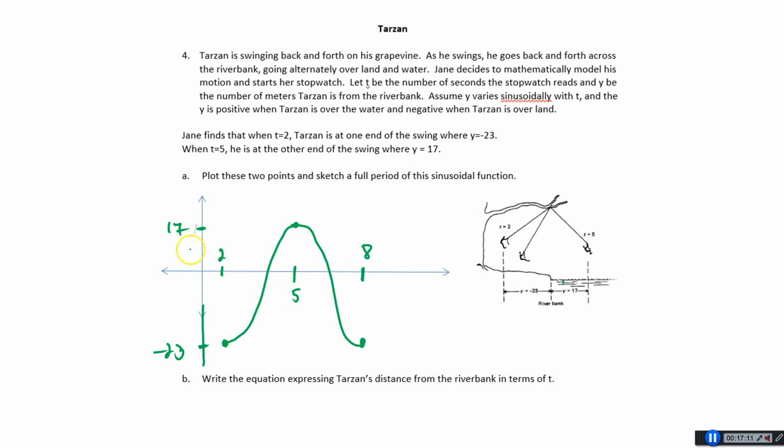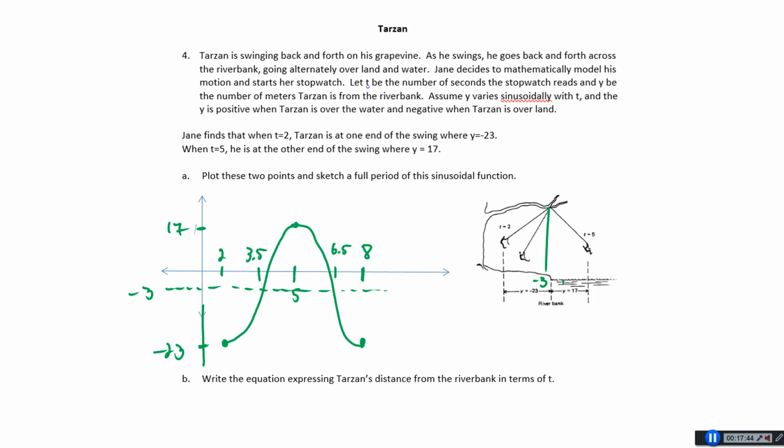So let's see, halfway between 17 and negative 23. If you add them together, that gives you negative 6, divided by 2 is negative 3. So negative 3, that must be where his vine is attached to the tree. So this must be 3 feet left of where the water's edge is. So negative 3 is our center line. Halfway in between 2 and 5 would be 1.5 in between, so it would be 3.5. And then here, I guess, would be 6.5.